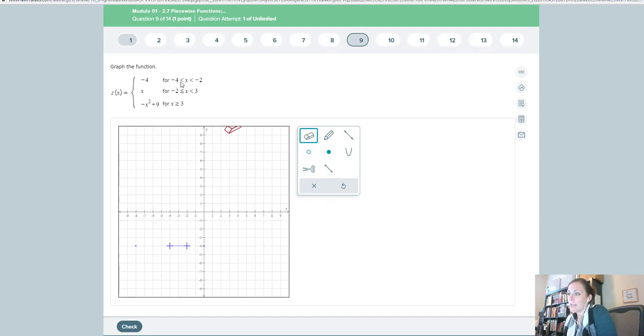And also notice that it has strictly less than. So that means we're not going to include those endpoints. So I'm going to put open circles on both of those endpoints. And so there's that piece. So I have 2 other pieces to go.